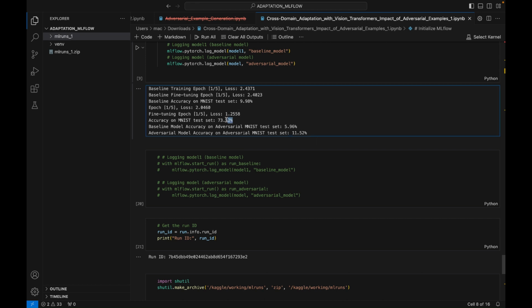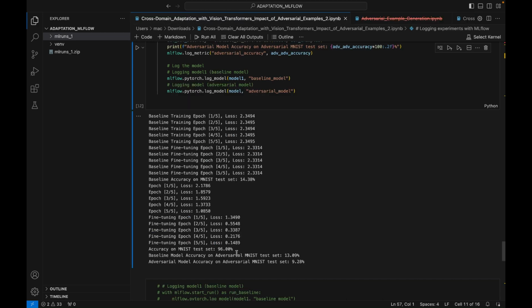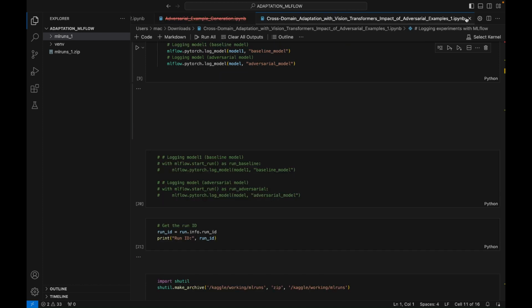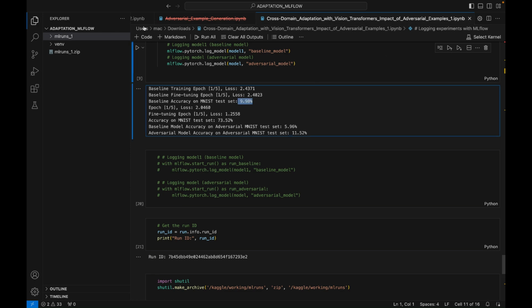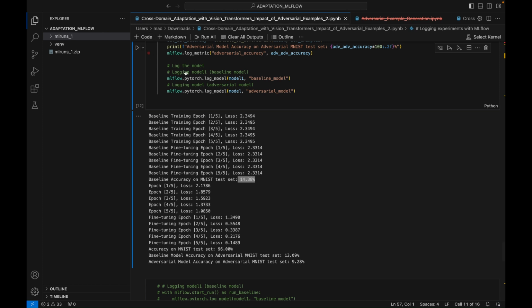Here, the accuracy on the MNIST dataset was 73%. Adversarial training significantly improved the model's performance on MNIST tests, achieving 96%. First it was 9.98%, and later we got 14.38%. So this is the cross-domain adaptive effectiveness we have achieved.